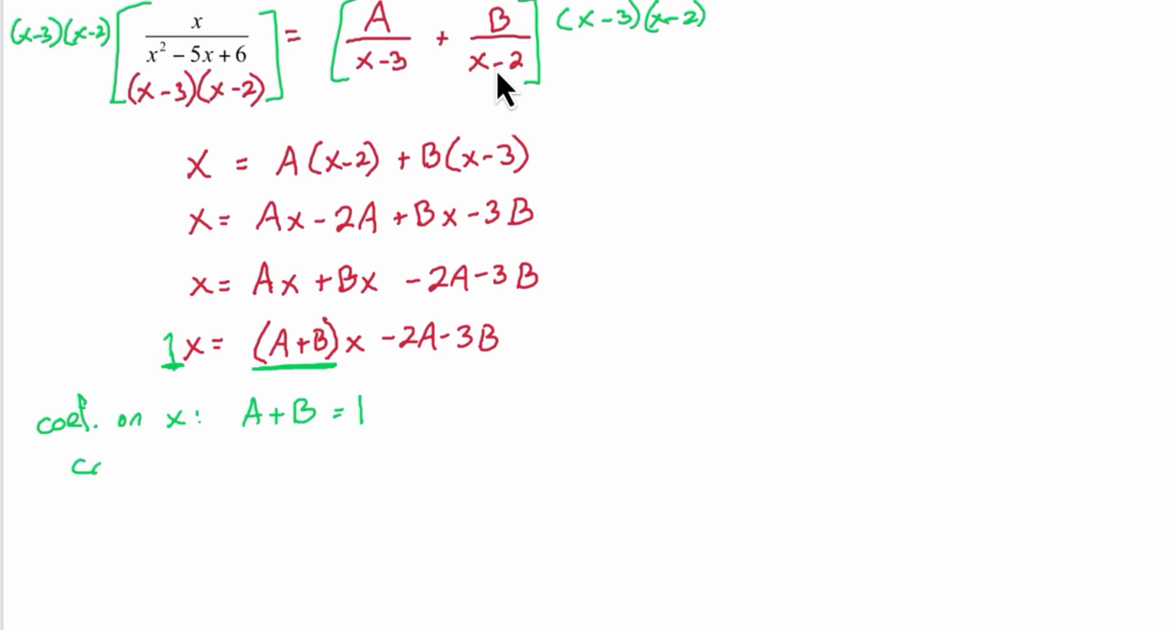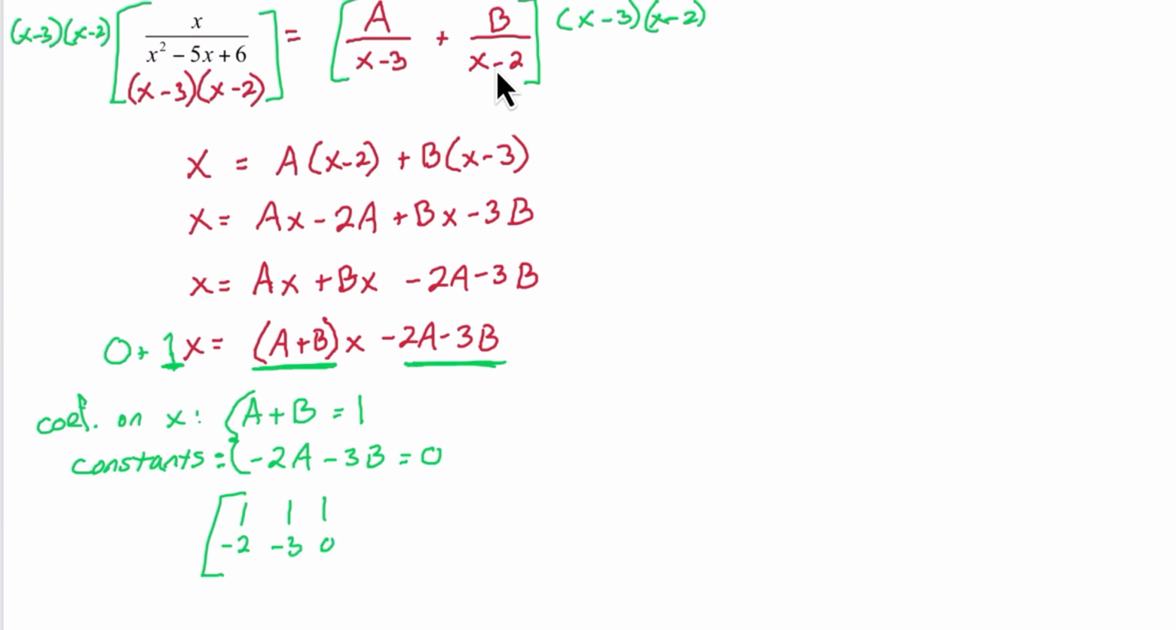And then we'll do the same thing with the constants. The constants on the right side are minus 2A minus 3B. We're going to set that equal to the constant that is on the left side. We don't see anything, so there's a 0 there. So we can make that 0. Notice now what we have. We have a system of linear equations. We can put that in a matrix. So we have 1, 1, 1, negative 2, negative 3, 0. And we want to reduce that.